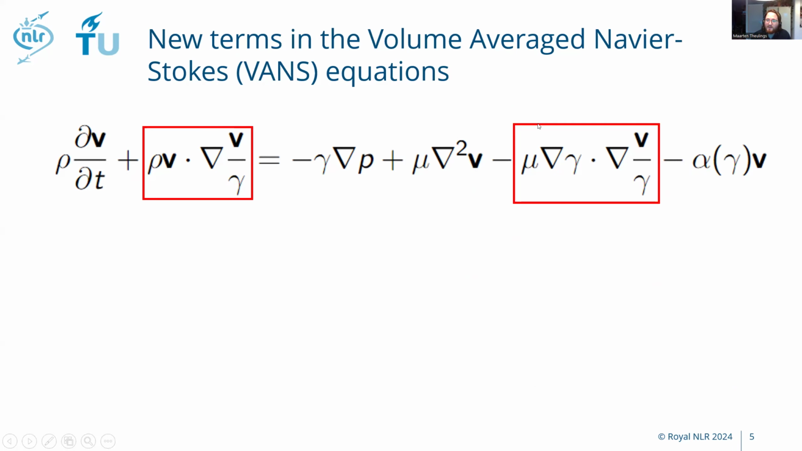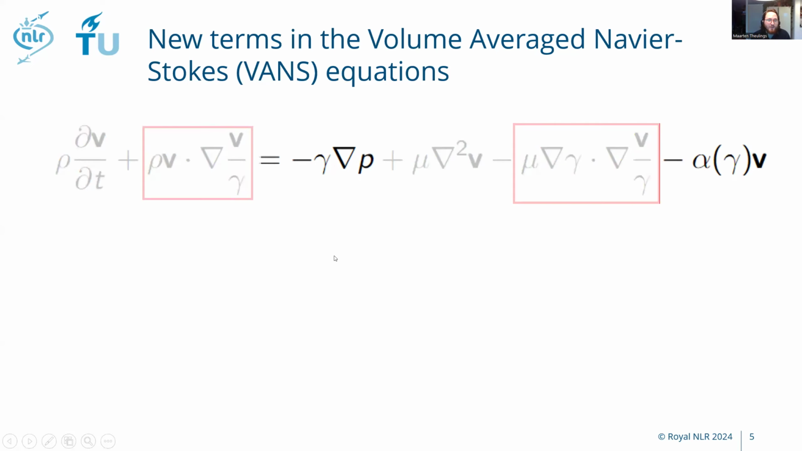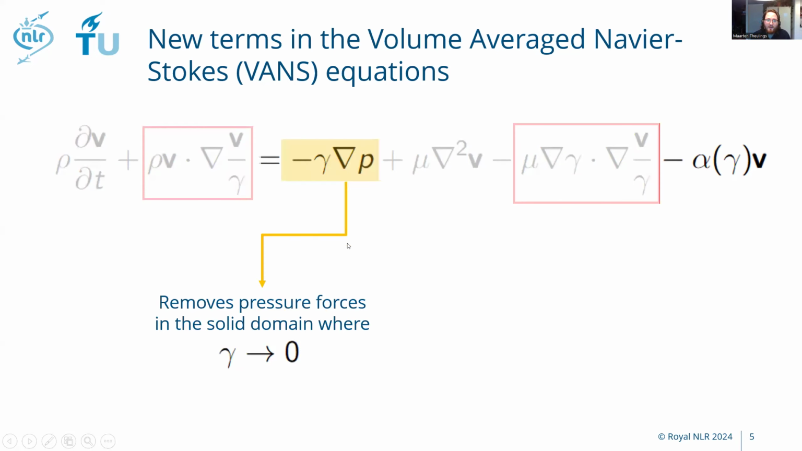And here on the right, we have this completely new term, the second Brinkmann correction. I won't be going into detail on those today because that would be a bit too much. And I want to focus on what I think is the more important term, and that's the pressure penalization.